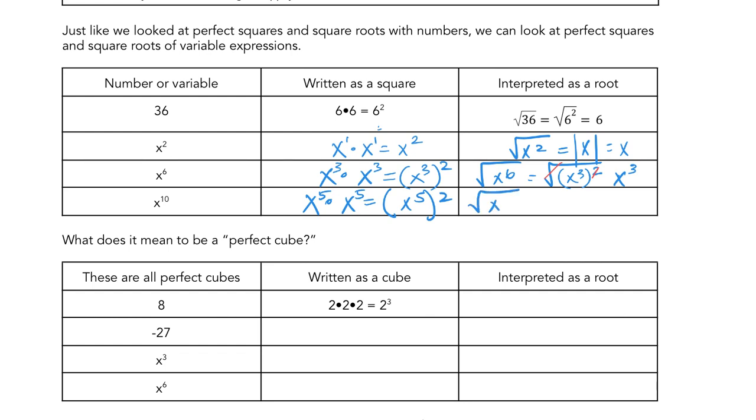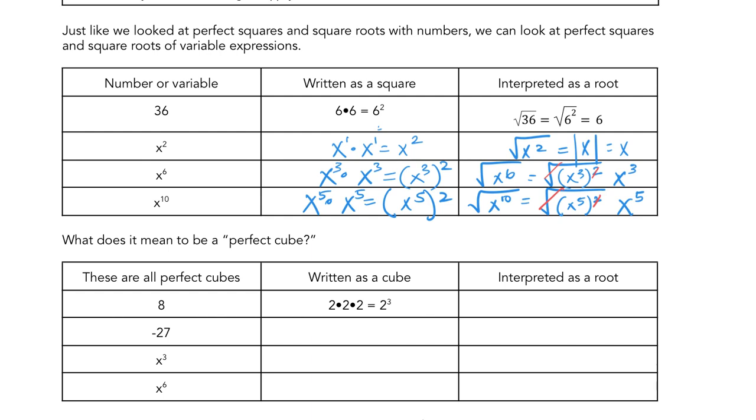And so then the square root of x to the 10 means the square root of x to the fifth quantity squared. And just like before, we can cancel these two operations and call this x to the fifth. Again, it's no coincidence that we're dividing by 2. 10 divided by 2 is 5, 6 divided by 2 is 3.